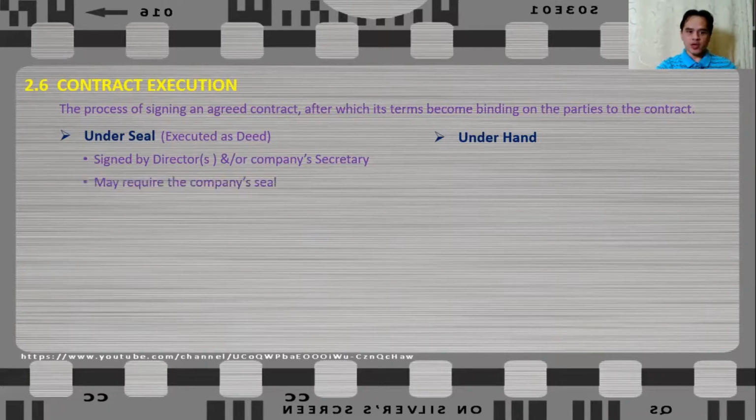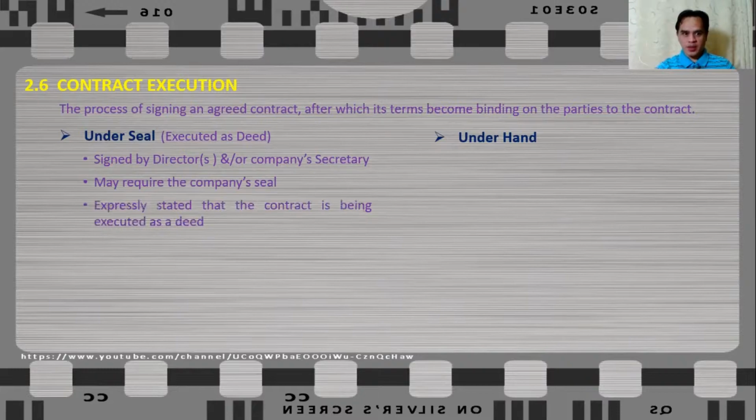Then it may require a company seal. Currently, a contract under seal may not require a company seal. It can be executed using signature alone. But some companies still apply the company seal. And it must expressly be stated that the contract is being executed as a deed.